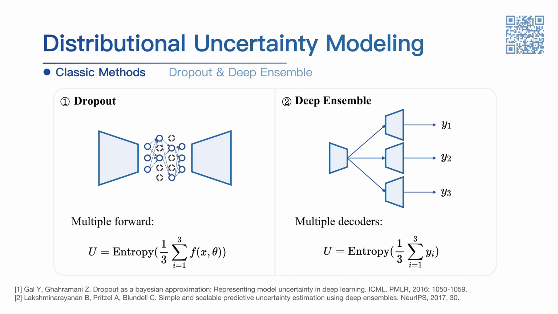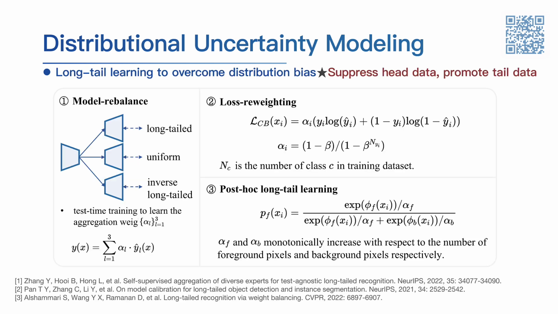Firstly, the classic methods. Dropout randomly prevents the activation of some neurons during forward propagation. Therefore, the distributional uncertainty can be obtained by multiple forward passes. The deep ensemble method sets multiple decoders for the shared encoder and obtains a distributional uncertainty map from the multi-head predictions. Long-tail learning-based methods are designed to address the problem of class imbalance in the training data by suppressing the head data and promoting the tail data.